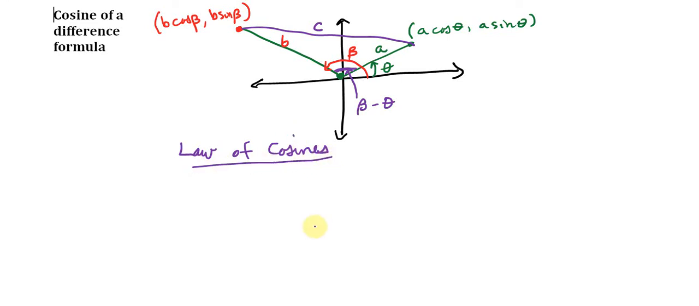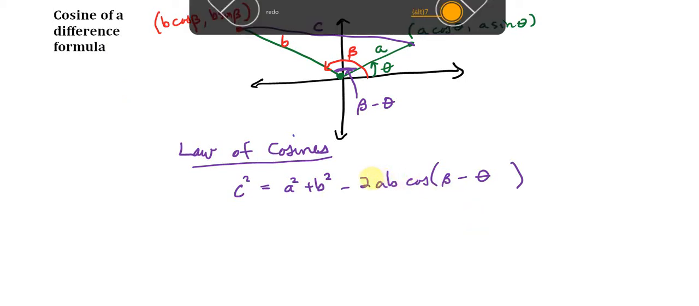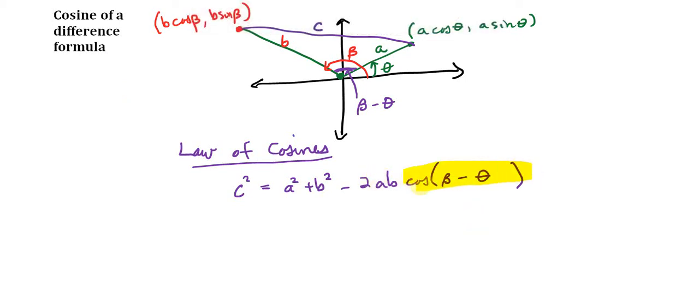So the law of cosines tells me that C squared is equal to A squared plus B squared minus 2AB times the cosine of the angle in between A and B. So in this case, there would be this purple angle here. This angle is called beta minus theta. Okay, and this part right here is the most important part. So we're going to try to get some useful results with that expression right there.